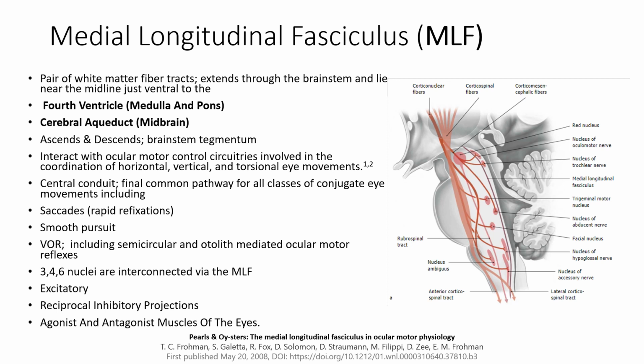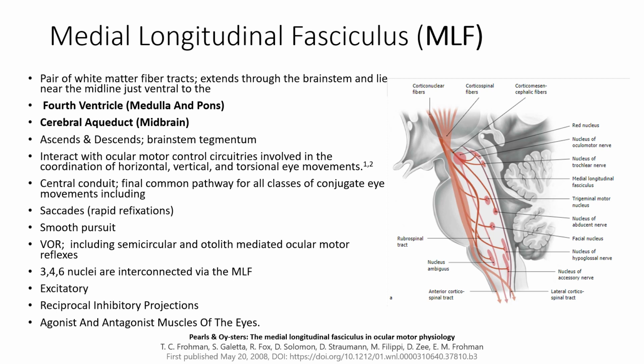The MLF is a central conduit for many brainstem pathways and is the final common pathway for all classes of conjugate eye movements, including saccades, which are the rapid refixations, smooth pursuits, and the VOR, or the vestibulo-ocular reflex, including semicircular and otolith-mediated ocular motor reflexes. The 6 ocular motor nuclei, or pairs of cranial nerves 3, 4, and 6, are interconnected via the MLF, which transmits vital information for the purpose of coordinated and synchronized movements of the eyes to a visual target.